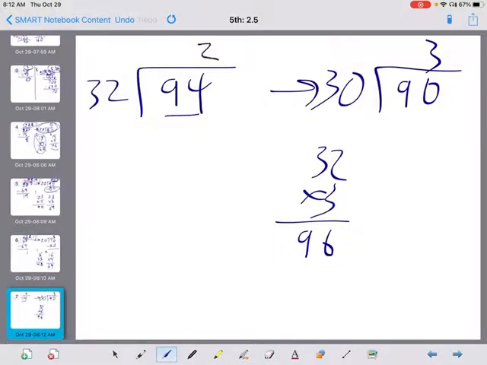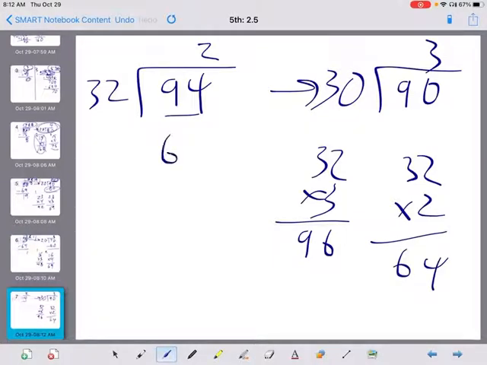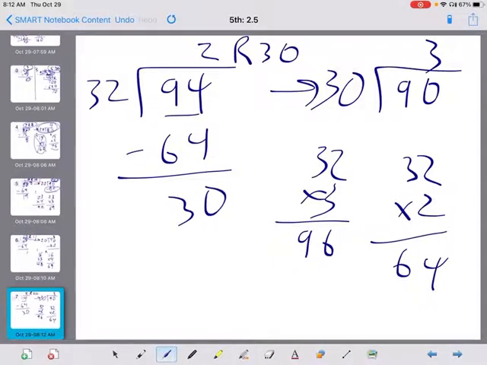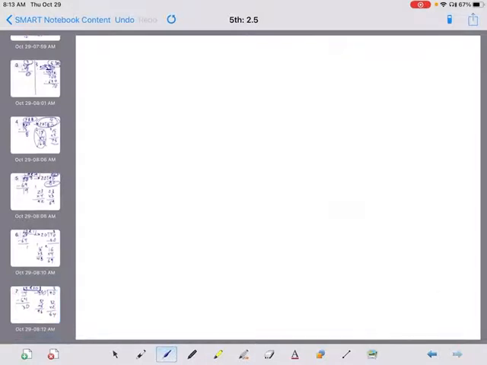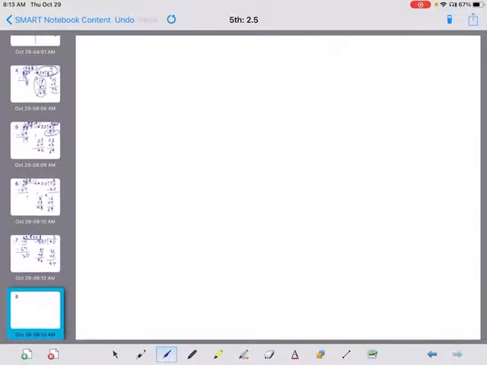If that's too big, then we've got to try a smaller number. So let's try 2. 32 times 2. 2 times 2 is 4. 2 times 3 is 6. So we're going to do 64. 0 and 3. So 2, remainder 30. It's a huge remainder, but I had to do it because otherwise it wasn't going to work for us. All right, so top of page 85 here. So let's do 2 guided practice from here.